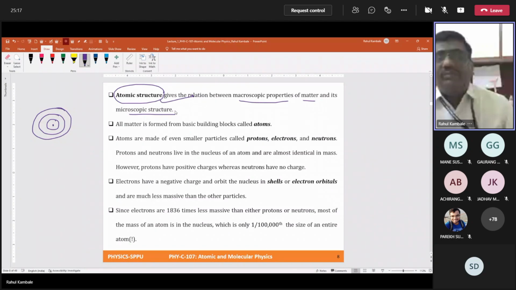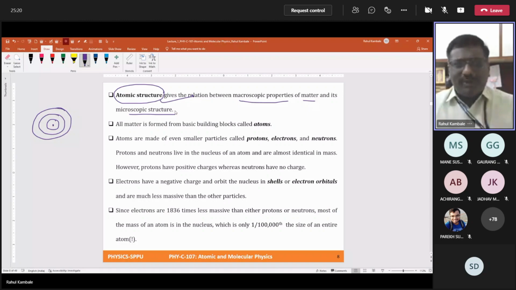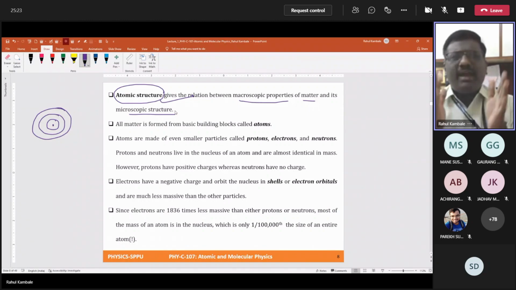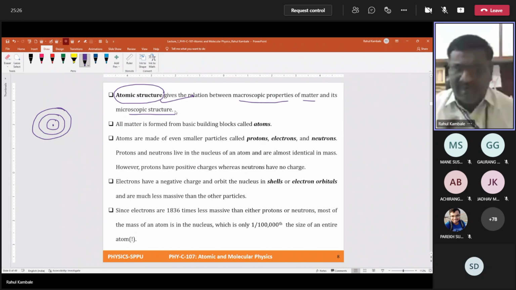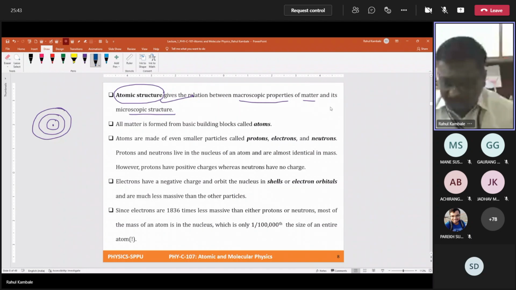So student, this word is very important: macroscopic and microscopic. You know what macro and micro mean. Now you will ask why it is written macroscopic properties of matter and its microscopic structure. See, in solid state physics, a solid has some basic properties, such as magnetic property and dielectric property. Whatever properties come, they come because of how the atomic structure is made.